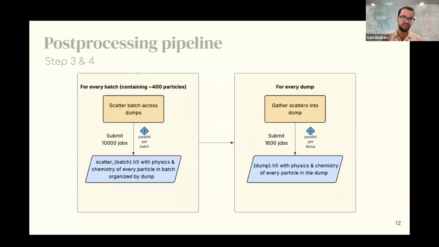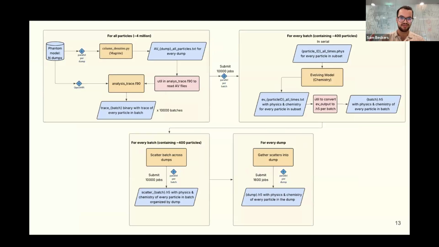So the chemistry and physics of every particle is then organized by dump, and we do that with 10,000 jobs again. And then after that, we gather all those scatters organized by dump, so that eventually with 1,600 jobs for each time step, we get one file with physics and chemistry of every particle that exists in that dump. And this is the complete image, and it looks like a lot. But I'm happy to say that running this in total only takes about a week for a phantom model.